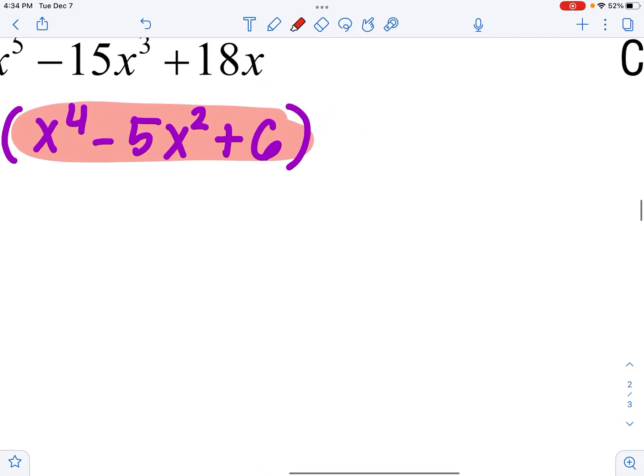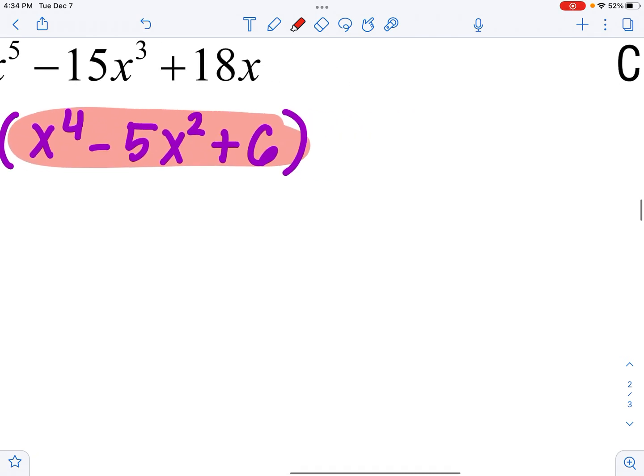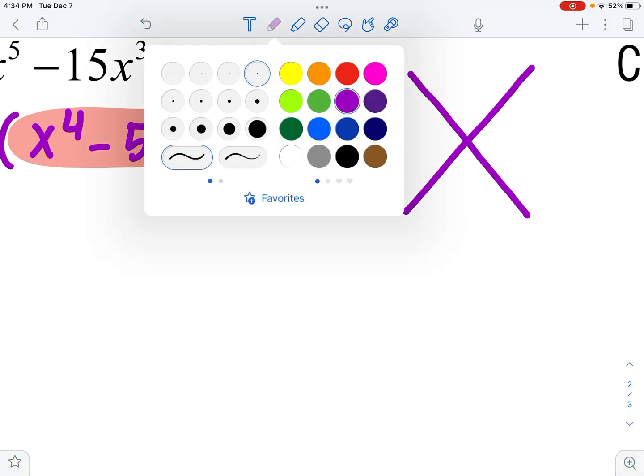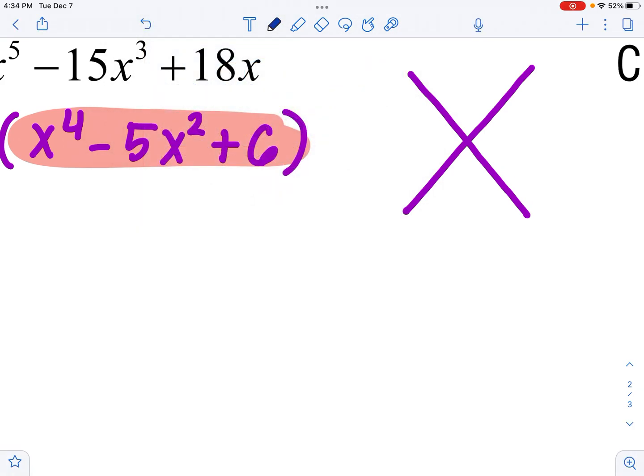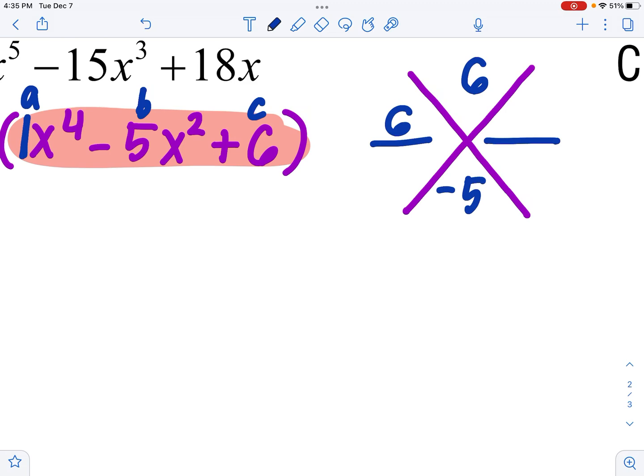I have to see if this is factorable. So I'll just hide that 3x for a second, but it's still in my answer. So I'm going to make my organizational x. I'm going to do a times c. So if you notice right here, a is 1. B is negative 5. C is 6. So a times c is 6. B is negative 5. Two numbers that multiply to give me 6 and add to give me negative 5.